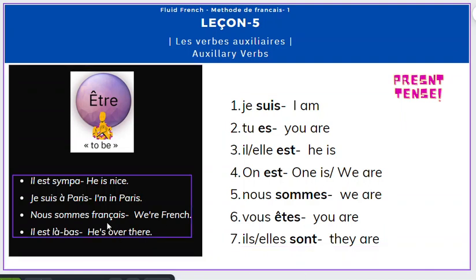Now I have put a couple of sentences here. Il est sympa, he's nice. Je suis à Paris, I'm in Paris. Nous sommes français, we are French. Il est là-bas, he's over there. So that's all about être.